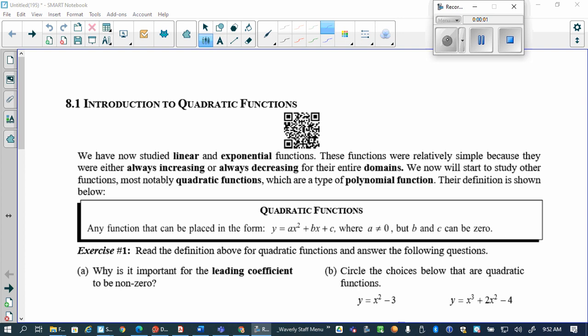So we're going to take a more in-depth look at quadratic functions. Anybody remember what a quadratic equation is? What makes something quadratic? What about the expression of the equation makes it quadratic? I mean, you know what linear is, right?